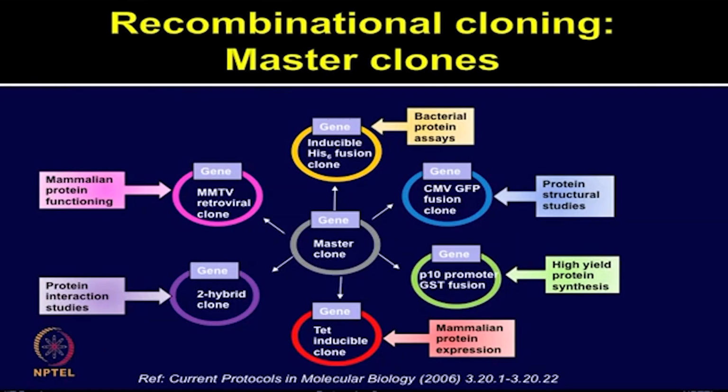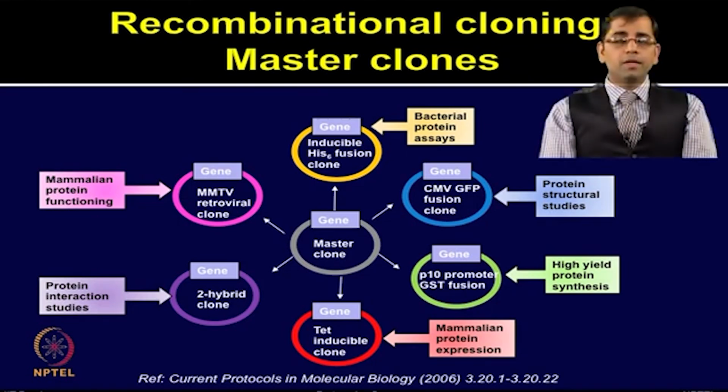Once these master clones are generated, these are immensely useful. You can transfer the gene of your interest from these master clones to different types of destination vectors based on applications. In this slide, few vectors are shown and few applications have been mentioned. For example, one can use inducible histidine 6 fusion clone. This can be used for performing assays using protein made in the bacterial system.